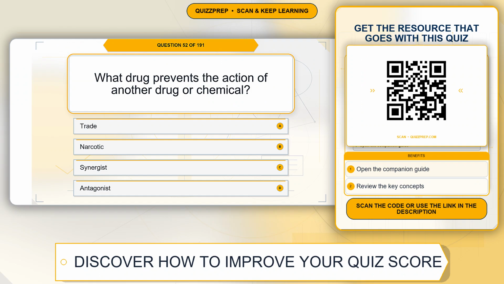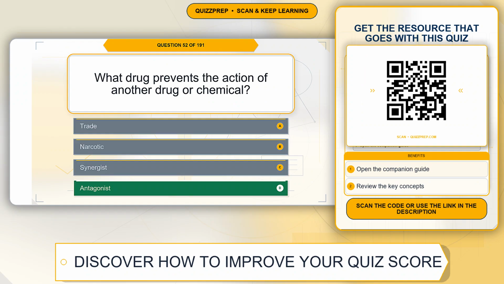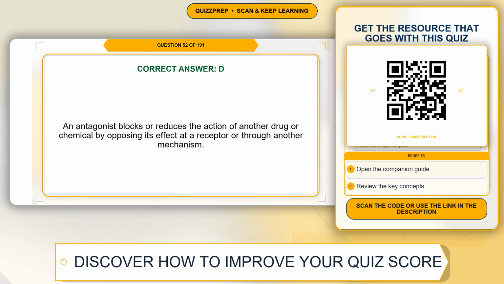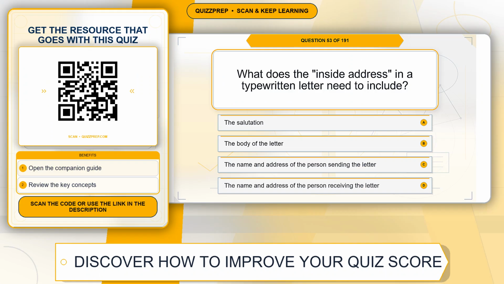Question 52. What drug prevents the action of another drug or chemical? Option A, trade. Option B, narcotic. Option C, synergist. Option D, antagonist. The correct answer is option D, antagonist. Explanation. An antagonist blocks or reduces the action of another drug or chemical by opposing its effect at a receptor or through another mechanism.